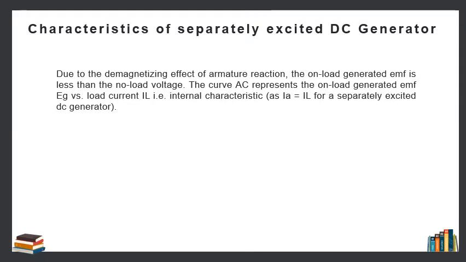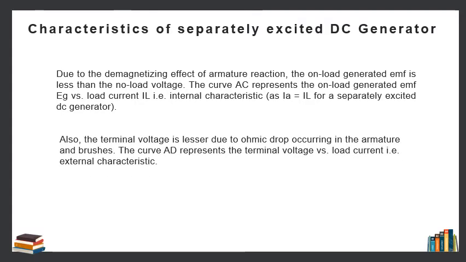Due to the demagnetizing effect of the armature reaction, the no load generated EMF is less than the no load voltage. The curve AC represents the no load generated EMF EG versus load current IA. That is the internal characteristics, as IA is equal to IL for a separately excited DC generator. Also, the terminal voltage is lesser due to ohmic drop occurring in the armature and brushes. The curve AD represents the terminal voltage versus load current, that is external.